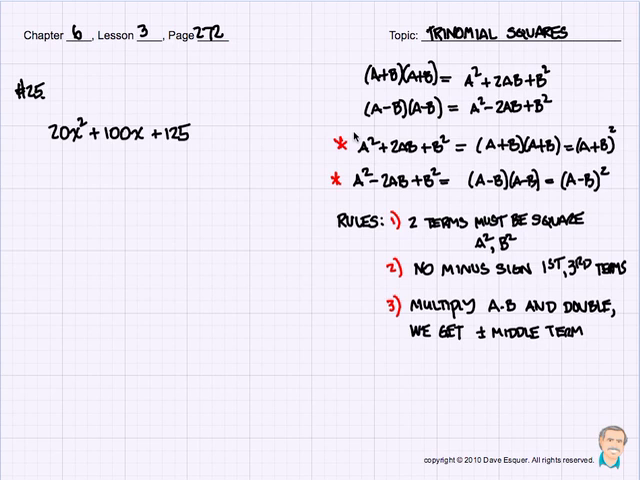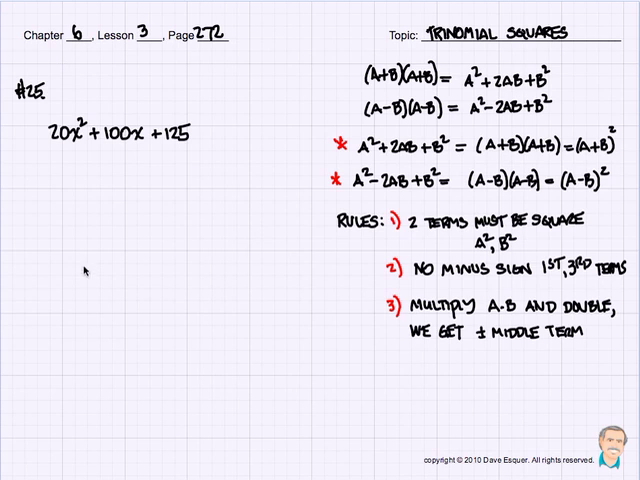For trinomial squares, we have three rules. Two terms must be square, the first one and the third one, the a squared and the b squared. There can be no minus signs for those first and third terms. And when we multiply the a times the b and then we double it, we should get the middle term with either a plus or a minus sign in it.